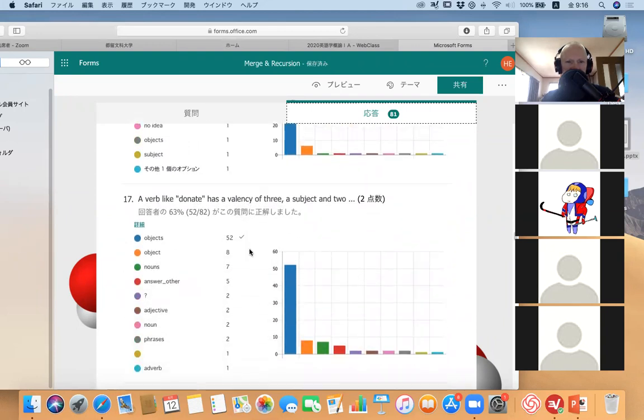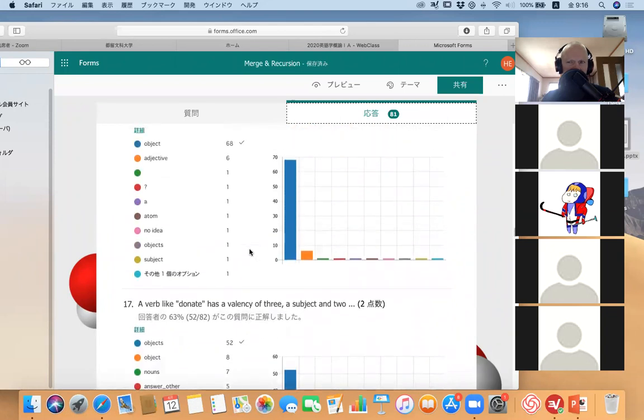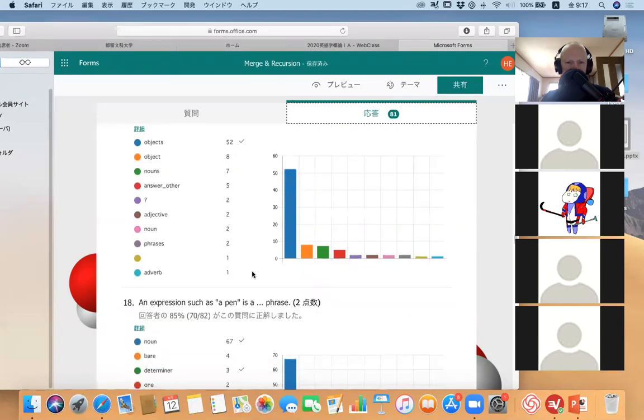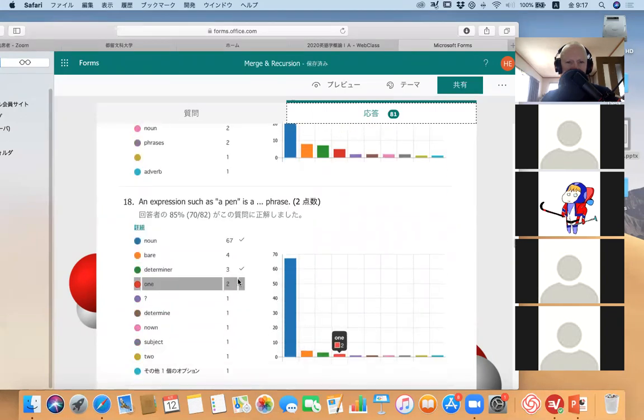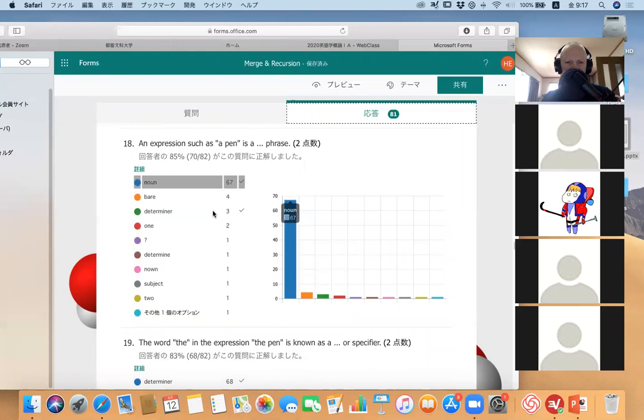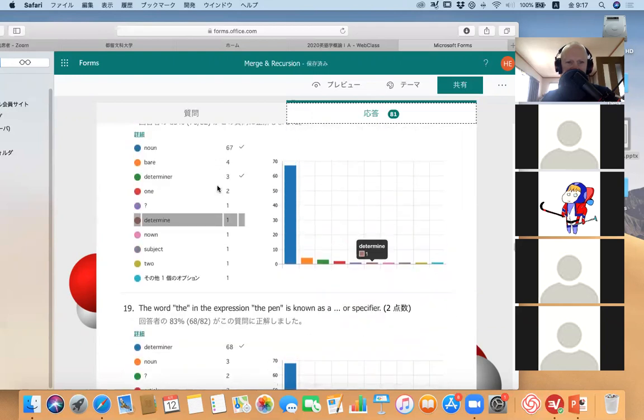A verb like donate. Compliment, do you remember? Anyway, it doesn't matter. I'll do it later. A verb like donate has a valency of three, a subject and two objects. Grammar, okay? Two objects. An expression such as a pen is a noun phrase, yes. Now, determiner phrase, I allow determiner phrase, right? Because some people say it's a determiner phrase, some people say it's a specifier phrase and things like that. So that's okay. These are both okay. I would say it's a noun phrase, honestly. But anyway, it doesn't matter. Can be determiner phrase.